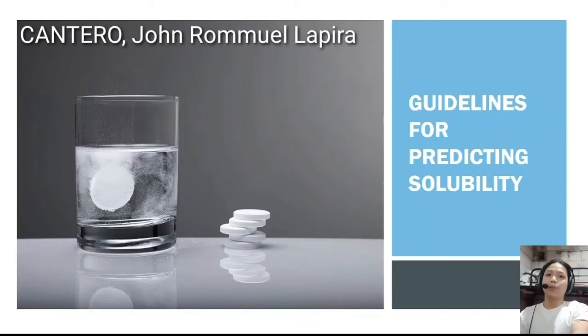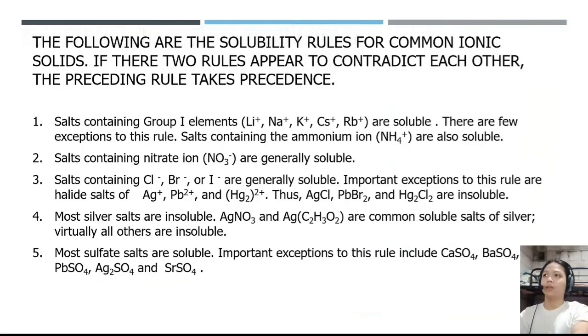So, guidelines for predicting solubility. The following are the solubility rules for common ionic solids. If two rules appear to contradict each other, the preceding rule takes precedence. First rule: salts containing group 1 elements Li+, Na+, K+, Cs+, and Rb+ are soluble. There are few exceptions to this rule. Salts containing the ammonium ion NH4+ are also soluble.